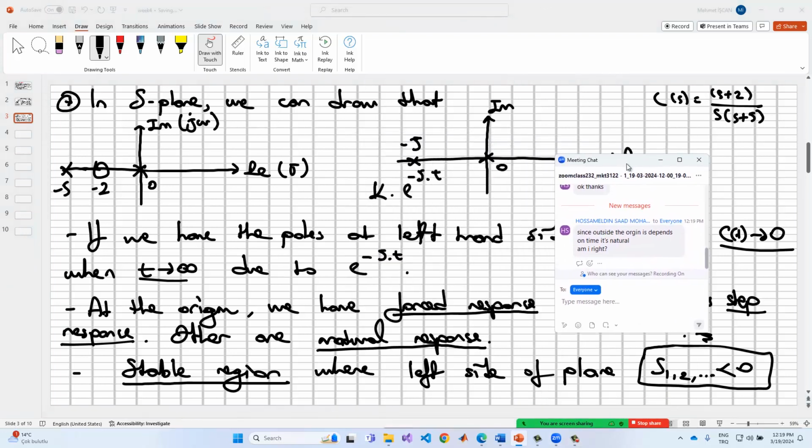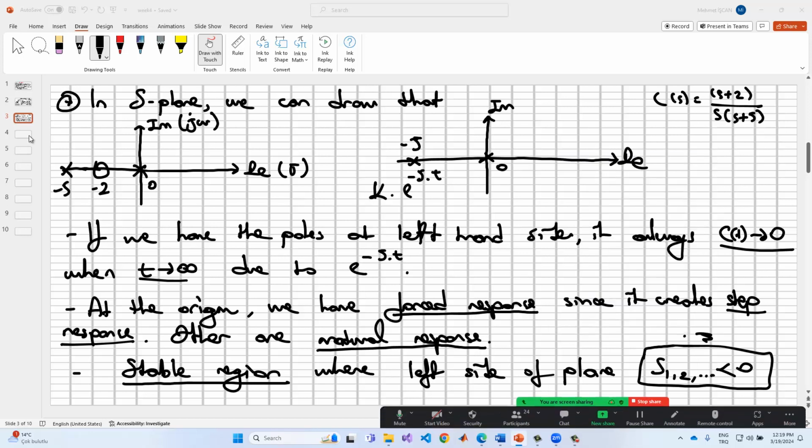So yes, Hoselmeddin, minus 5 is natural, but if we add the origin then we don't have the natural response, this is the forced response. It's just like the step response, okay?